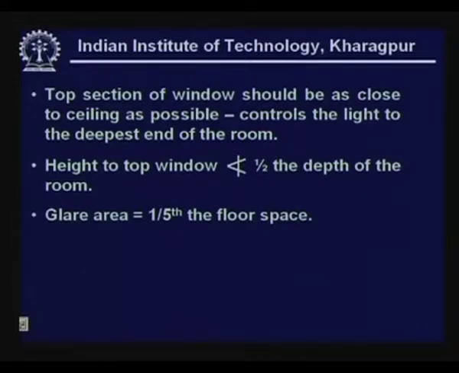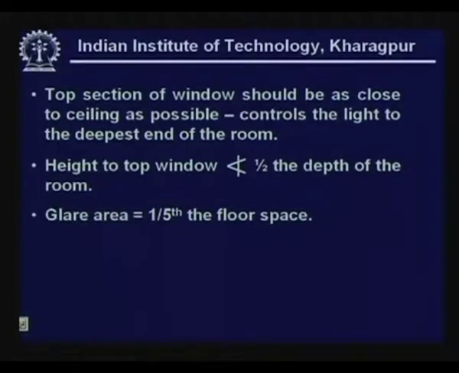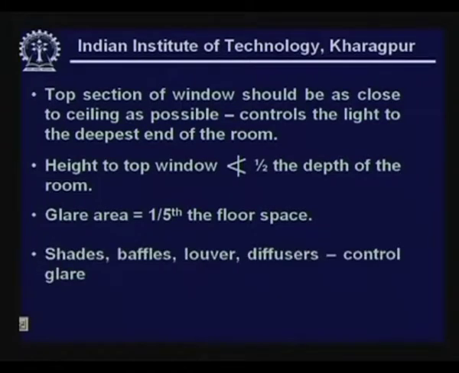And the window opening is one source of what you call the glare area, the bright sunlight coming. This should be around 1/5 the floor space. If you have a floor space of 10 feet by 10 feet, 100 square feet, it should be around 20 square feet. So this is the guideline in arriving at the window area.